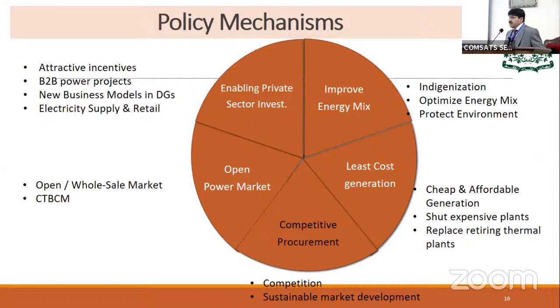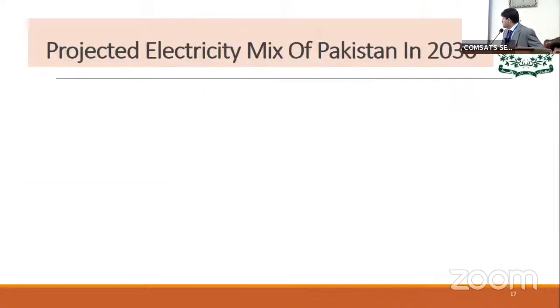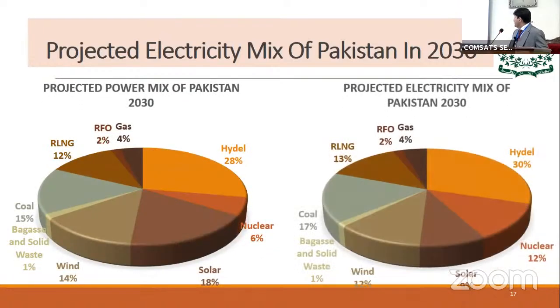Least cost generation. Again, this is a principle we are working on so that we can bring down the electricity cost and improve the energy mix by increasing the share of indigenous resources. So this is the projected electricity mix by 2030. This was given in the IGCEP document. You can see these numbers in the Indicative Generation Capacity Expansion Plan of 2021. You can see that the generation from the thermal power resources, which includes coal, LNG, RFO, and gas, has reduced to 33%, and the rest all comes from hydel, nuclear, solar, wind, and gas.